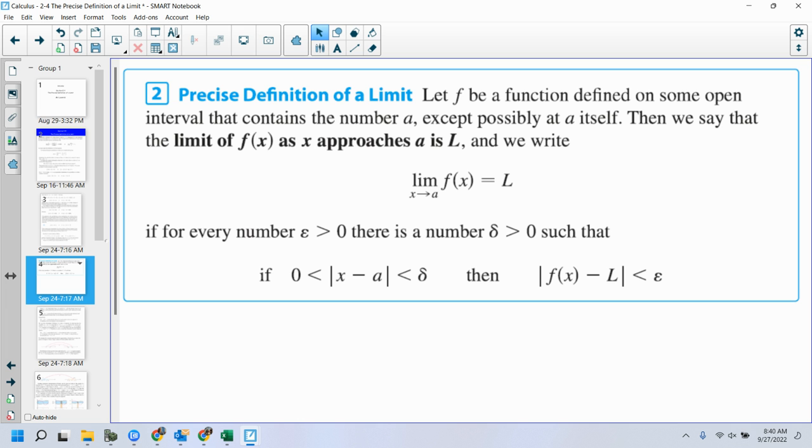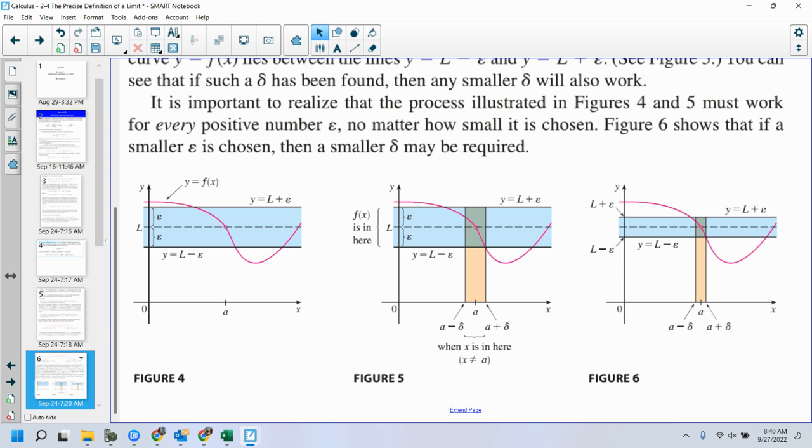And for mathematicians' sake, that's small enough. That's a reasonable definition of a limit. If we just make it arbitrary, then we can make it whatever we want. Okay. All right. And again, visually, this is what we're looking at here.